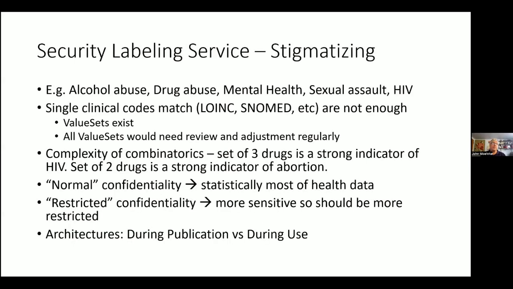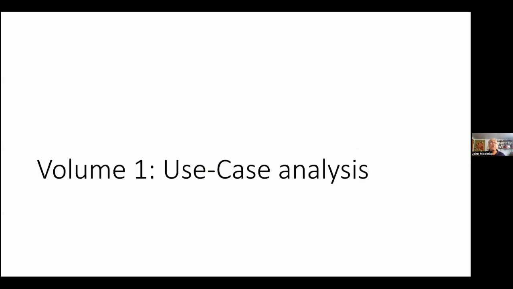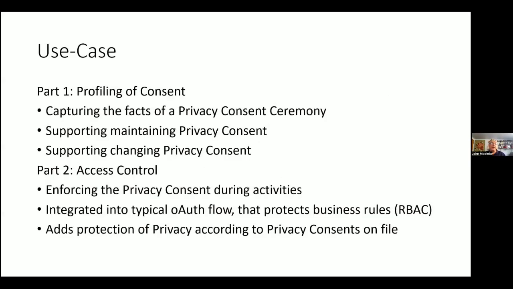I'm not going to dig into this, but security labeling services are important. I think Mohammed will get into this, but the idea is, how do you find within your whole data set what are some stigmatizing pieces of information, and how do you tag them so that they can be used? So here I am at the beginning of the Privacy Consent on FHIR. That was a lot of the background material that is necessary to get us going.